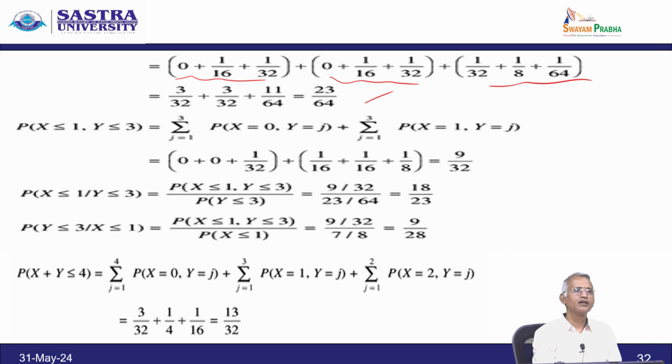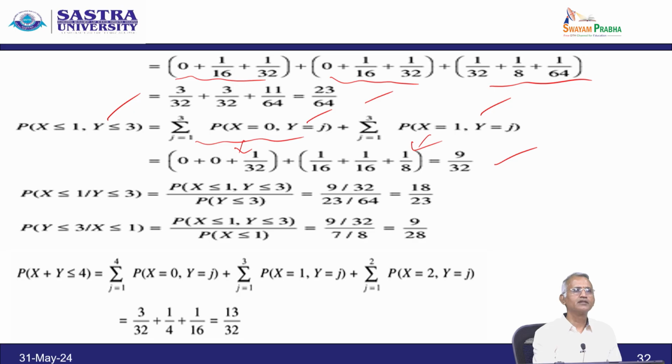For the second question, probability of x less than or equal to 1 and y less than or equal to 3 means the sum over j from 1 to 3 of probability of x equal to 0 and y equal to j, plus the sum over j equal to 1 to 3 of probability of x equal to 1 and y equal to j. For the first case, j varies from 1 to 3: (0,1), (0,2), (0,3), do that. For the second case, (1,1), (1,2), (1,3), do that. From the table, substitute it, you get 9 by 32.